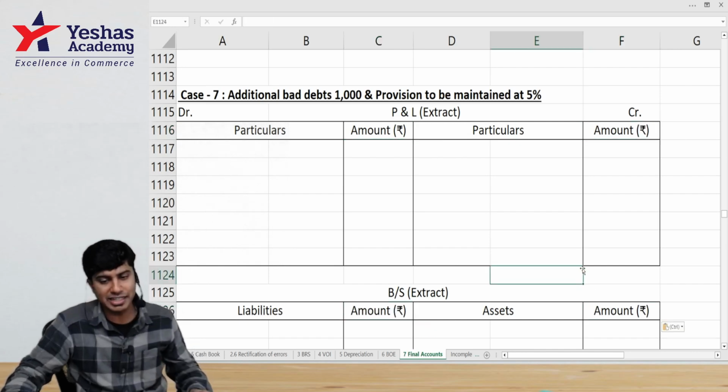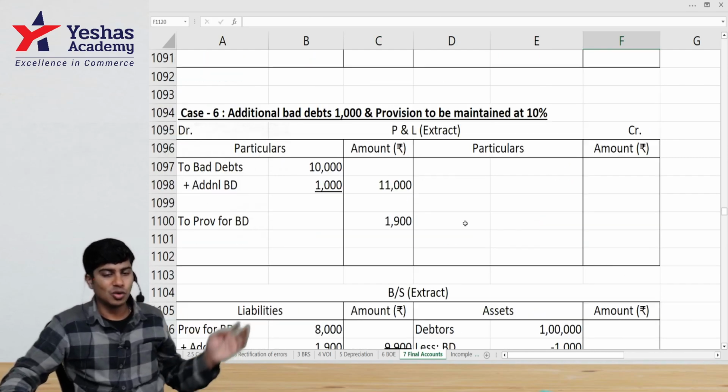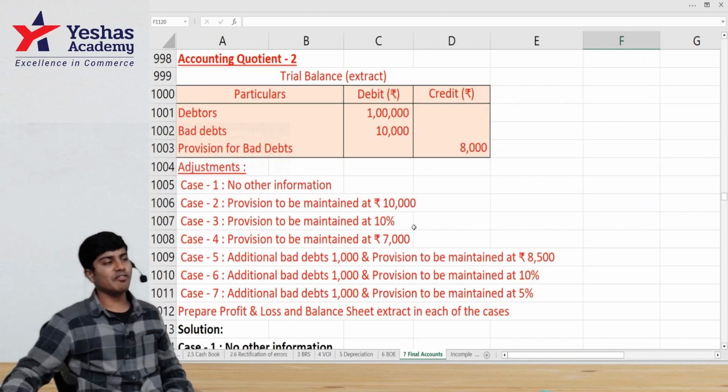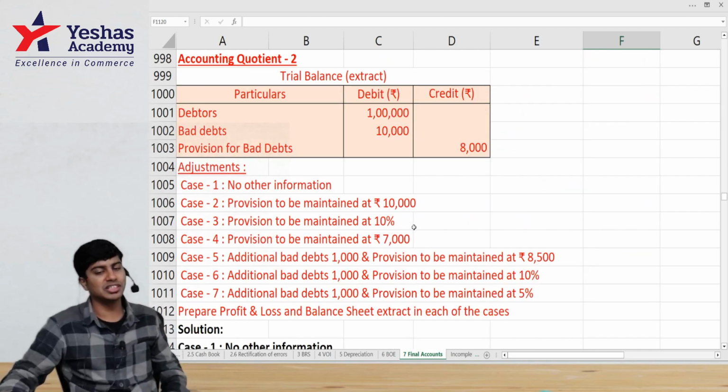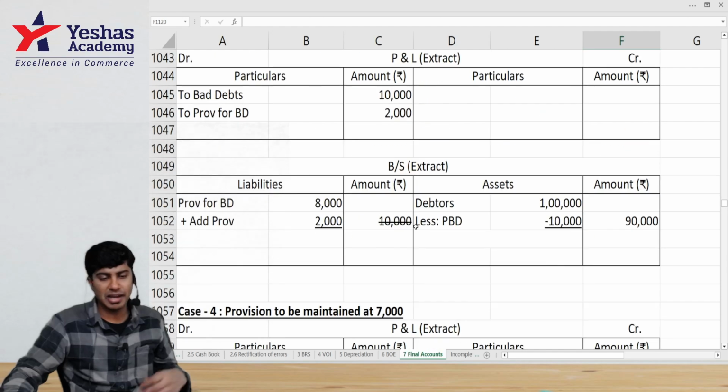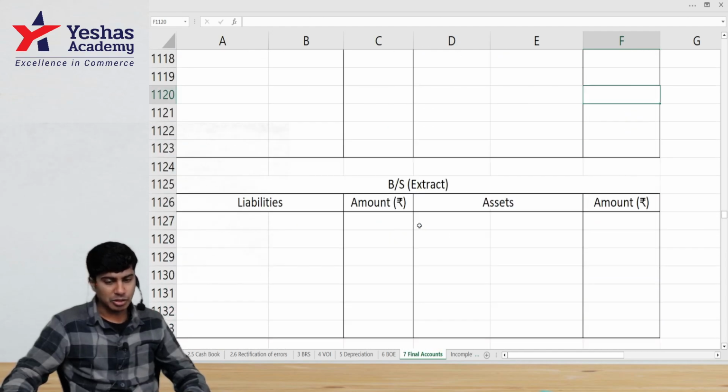What are our trial balance items? By now it would have become very well known to you. What is our trial balance saying? It says there is debtors of 1 lakh, bad debts of 10,000, and provision of 8,000. Shall we first post our trial balance data? Come on, let's write it first.